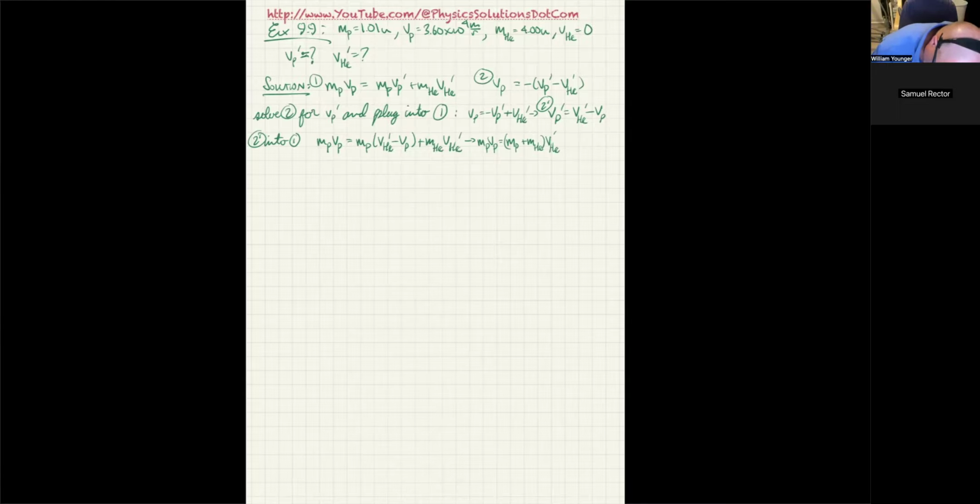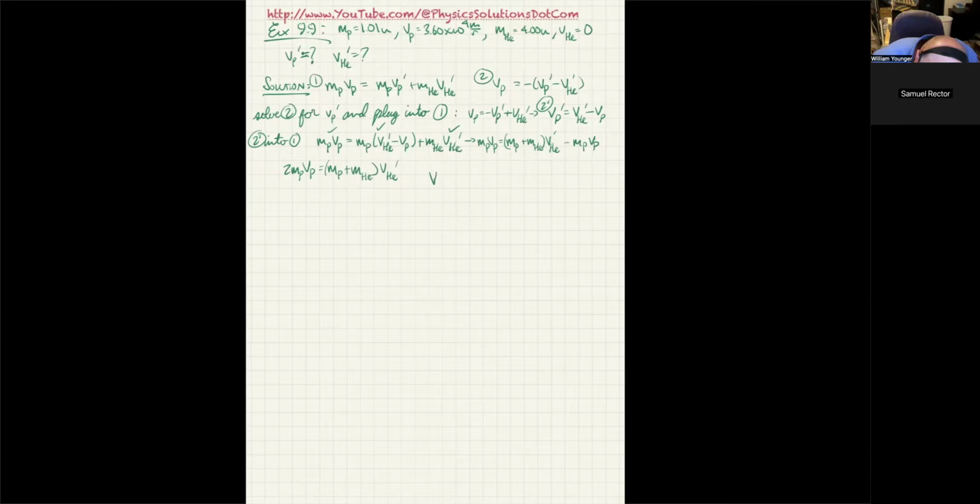Now by doing that, I've taken into account this term and this term, and I've already put the MPVP, so that term's been in there. So all I really have left is minus MPVP. So I can get 2 MPVP is equal to MP plus MHE times VHE, which lo and behold, this looks a lot like the formula we just found, as it should.